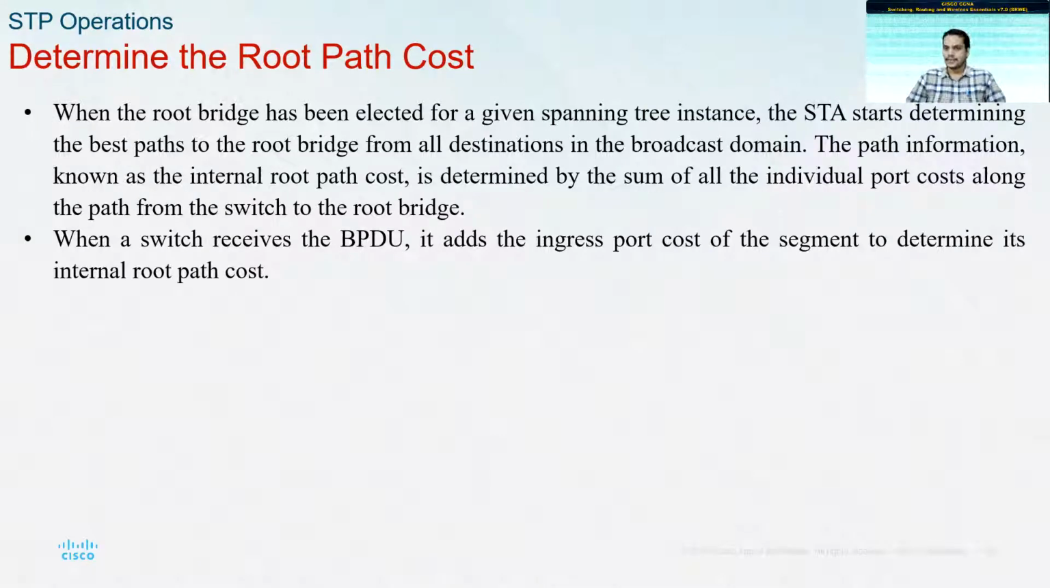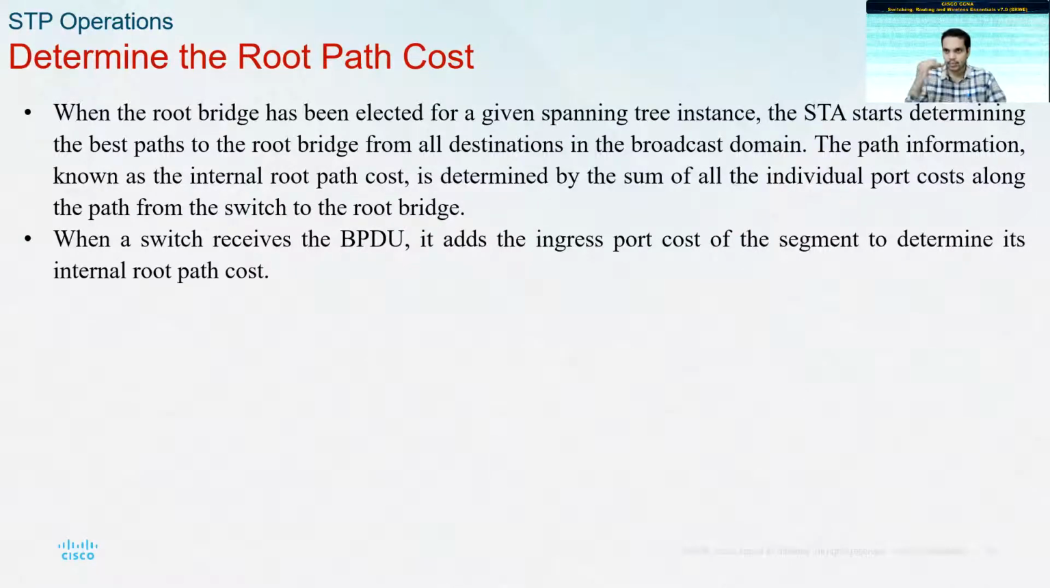When the root bridge has been selected, the STA starts determining the best paths to the root bridge from all destinations in the broadcast domain. So from all the switches that are there, you need to find the best path. The path information, which we usually call the internal root path cost, is determined by the sum of all individual port costs along the path from the switch to the root bridge.